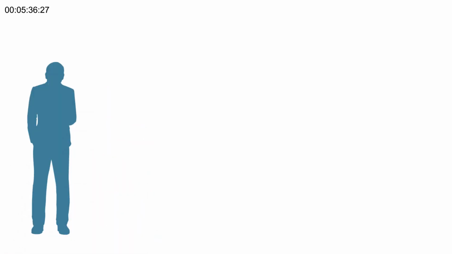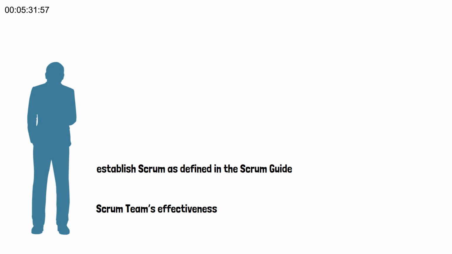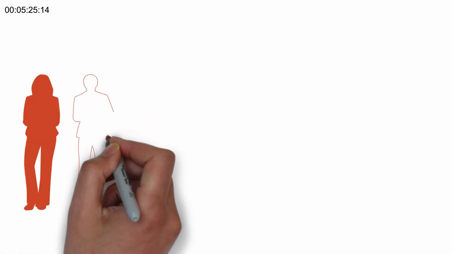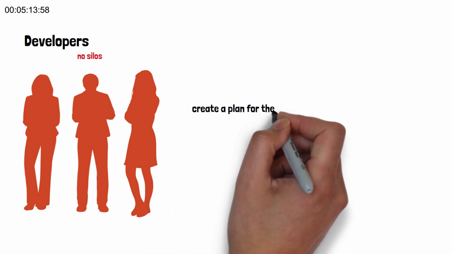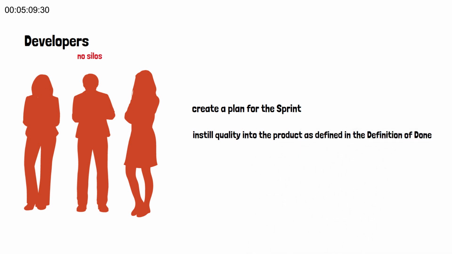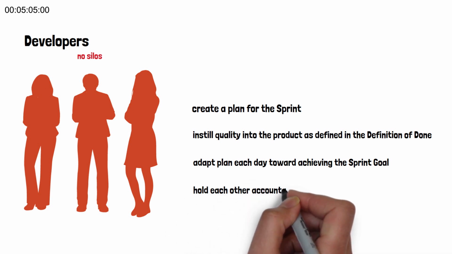Whoever is accountable for establishing Scrum as defined in the Scrum Guide and also accountable for the Scrum team's effectiveness, in the context of Scrum, this person is called the Scrum Master. And lastly, the group of people who develop the product, regardless of their job title in the company, are called the developers. They are all called developers because Scrum wants to remove silos. The developers are accountable for creating a plan for the sprint, instilling quality into the product as defined in the definition of done, adapting the plan each day towards achieving the sprint goal, and holding each other accountable as professionals.